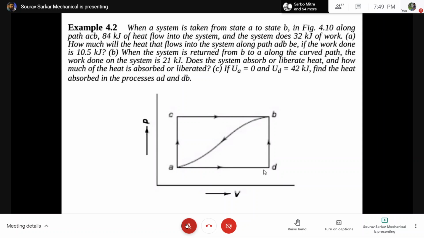Are they coming to 0? Left hand side equal to right hand side? Heat transfer equal to work transfer. Is it coming? If it is not coming, you are making a mistake.